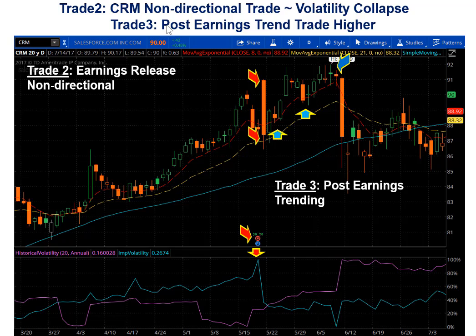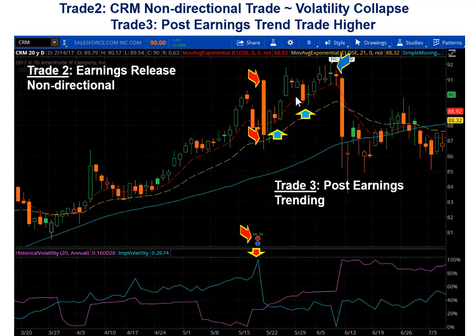Now the third one is the post-earnings trend trade. There are a lot of stocks that have a tendency to then start trending, either in the direction of the earnings. If it was a positive earnings release, they'll start trending in that direction, or if it's a negative release, they'll start trending down. So that's the third opportunity.